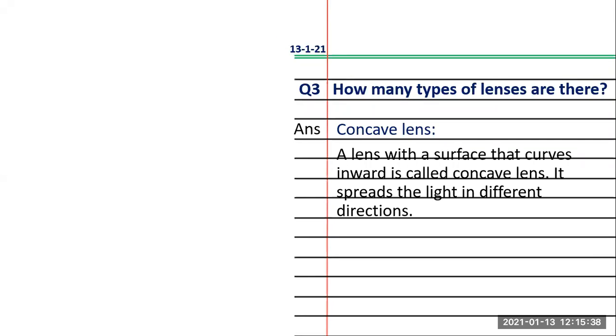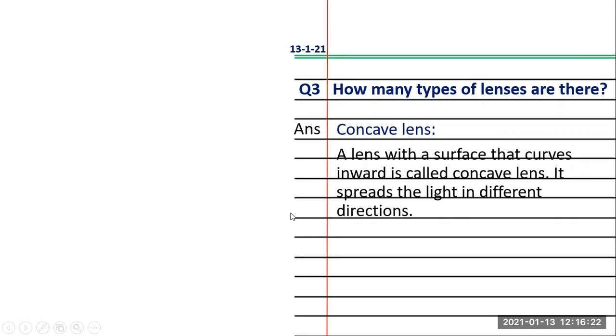Full stop. After putting full stop, you need to start your second sentence with a capital alphabet. It spreads the light in different directions. Concave lens: a lens with a surface that curves inward is called concave lens. It spreads the light in different directions.